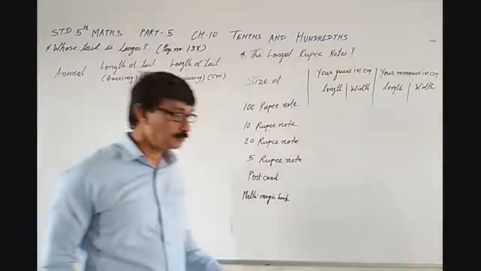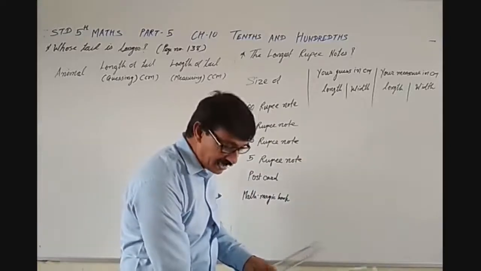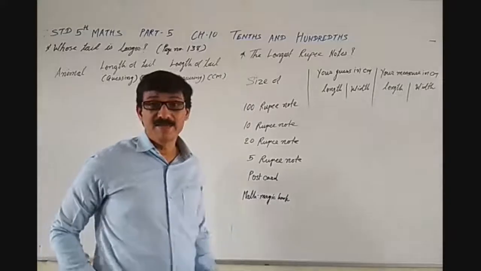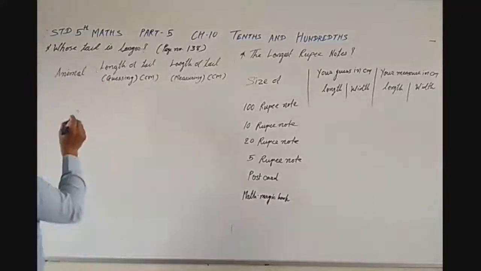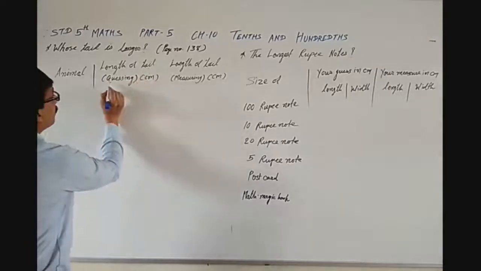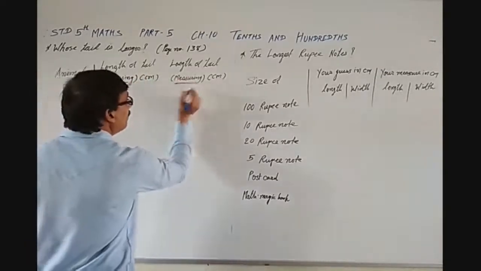Now, in this one, some animals, can you see some animals are over there? Can you see rat? So, see, what is here? Animal, length of tail. This is by guessing. And length of tail by measuring.